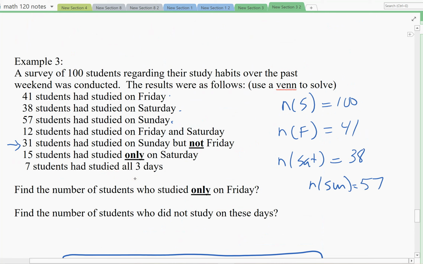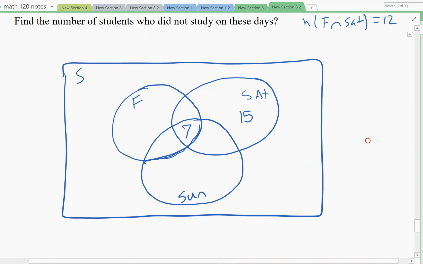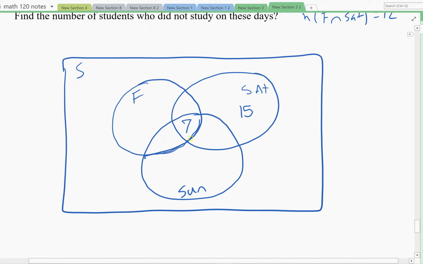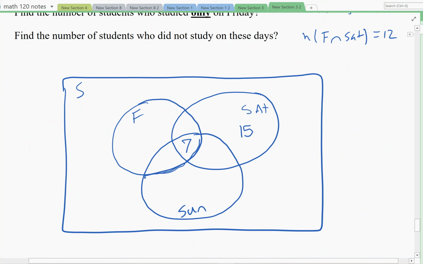Right, 12 students studied on Friday and Saturday. So number who studied on Friday and Saturday, 12. All right, so Friday and Saturday would be this wedge, Friday, Saturday. 12 students studied on Friday and Saturday. We already counted 7 of those 12 studied on Sunday, which means 12 minus 7, 5 were left over that didn't study on Sunday. Right, they studied on Friday and Saturday, but not on Sunday. There's the 12 who studied on Saturday and Friday, not Sunday.